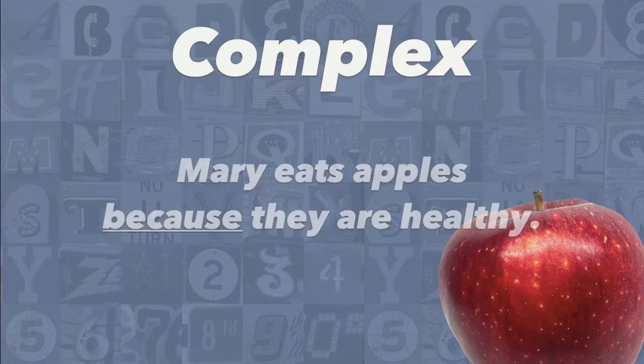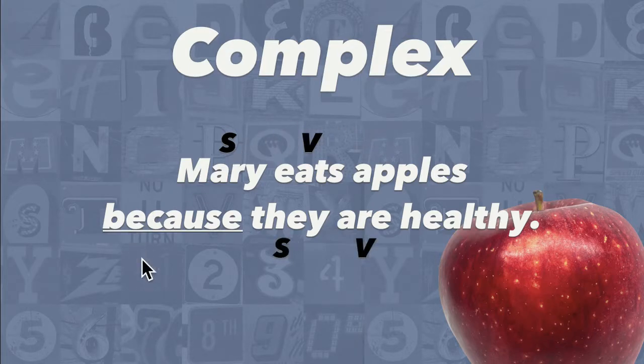Examples are, Mary eats apples because they are healthy. Mary eats apples. We have a subject verb. They are healthy. They are subject verb. And you have because here. When you see a word like this, you can identify that it's a dependent clause. And usually you can switch the order. You could change the order like this.